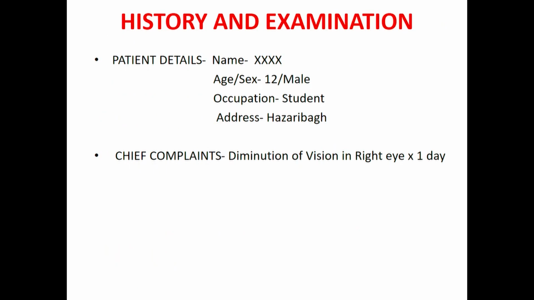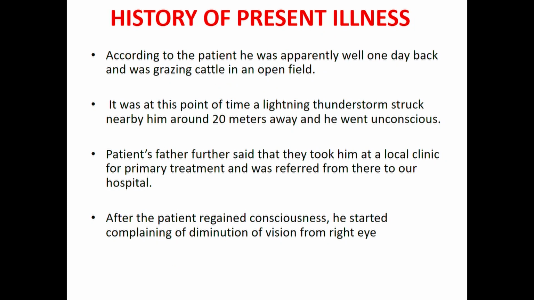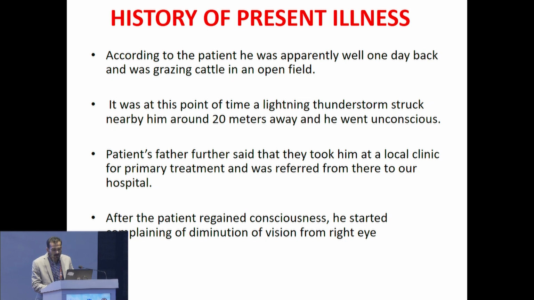Coming to our case, a 12-year-old male student from Hazaribagh presented to the IUPD with chief complaints of diminution of vision in right eye since 1 day. According to the patient, he was apparently well 1 day back and was grazing cattle in an open field. It was at this point of time a lightning thunderstorm struck nearby him around 20 meters away and he went unconscious. Patient's father further said that they took him to a local clinic for primary treatment, and from there he was referred to our hospital.